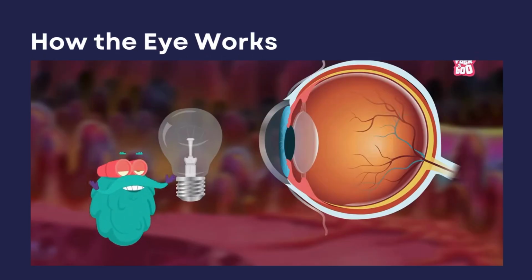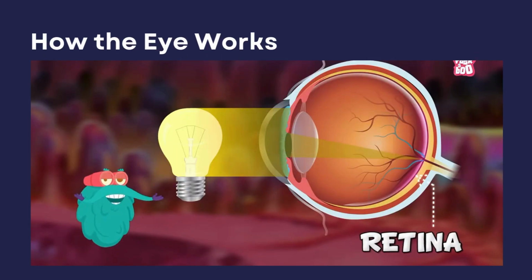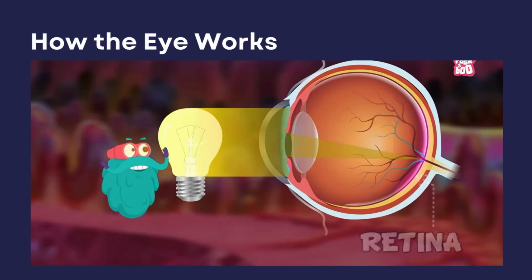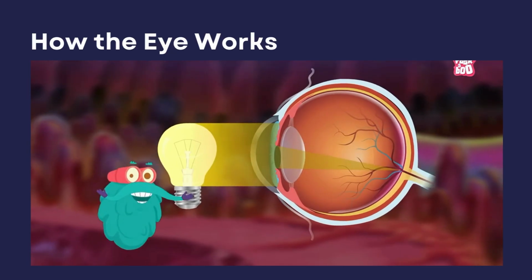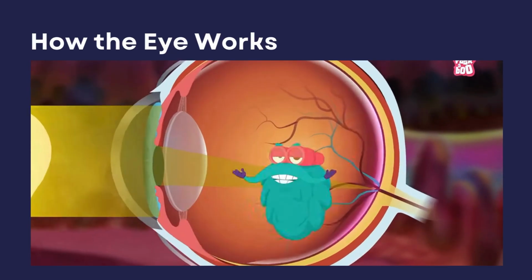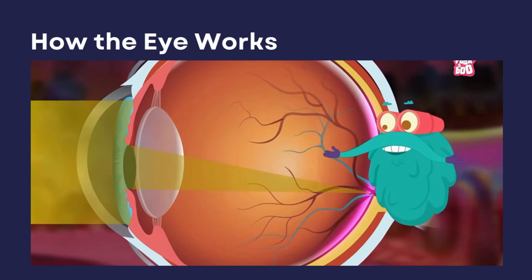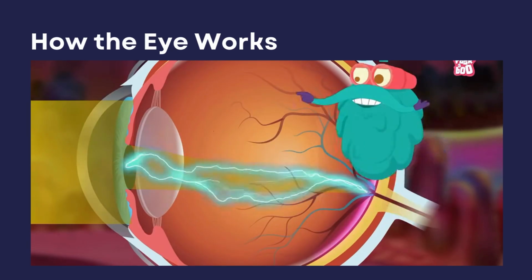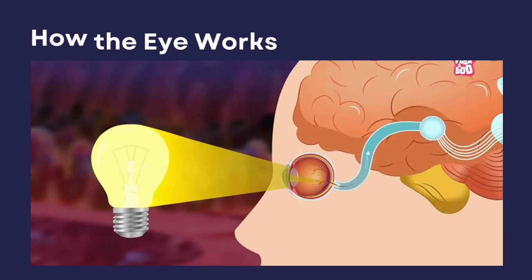How the eye works. Light from an object enters the eye through the cornea and pupil, then passes through the lens, which focuses it onto the retina. The retina converts light into electrical signals that are sent to the brain via the optic nerve, where they are interpreted as images.